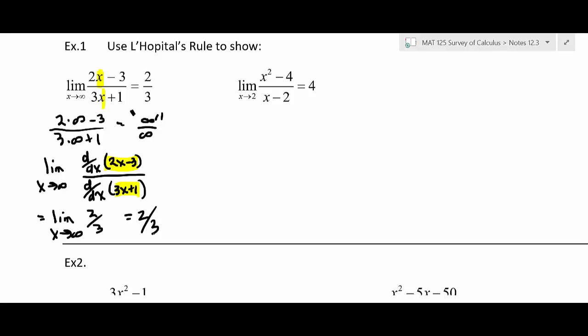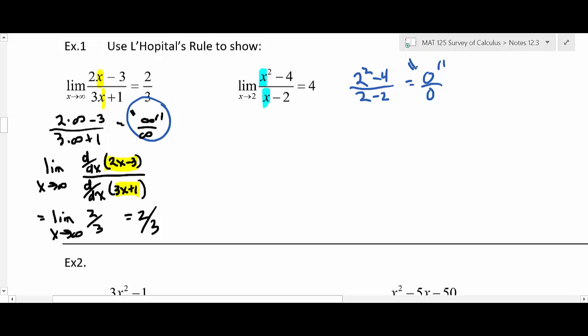All right, let's look at the next one. So again, let's plug this in, just to verify. I already did this on the previous page, but it's important before you go to L'Hopital's rule that you make sure that you either have infinity over infinity or 0 over 0. So if you plug 2 in, you have 2 squared minus 4 over 2 minus 2. That's easy enough to do in your head. Yeah, you have that form.